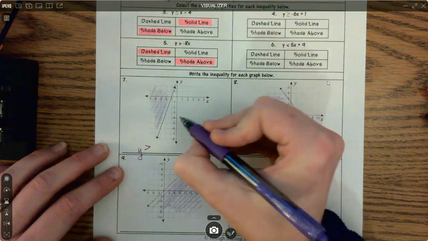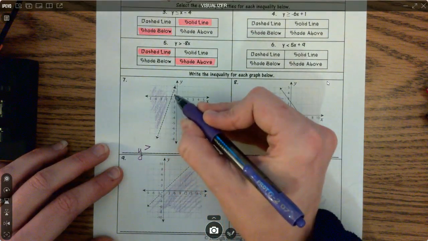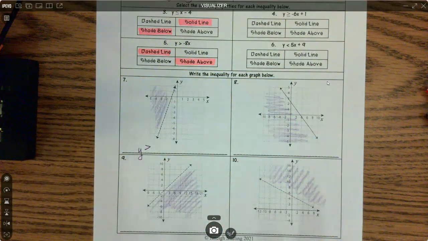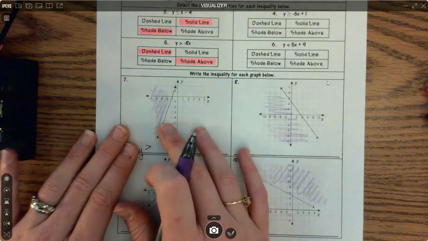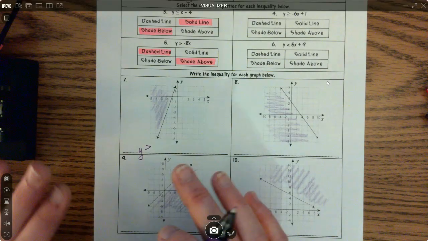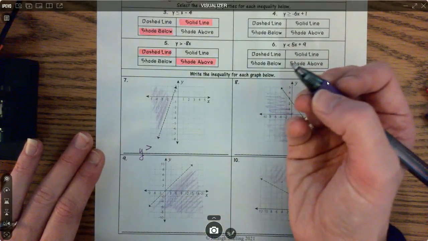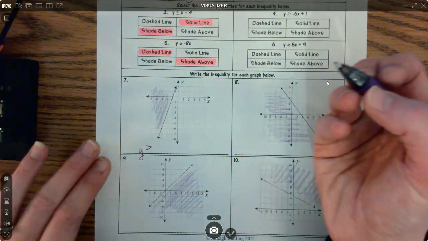And then we look at the line. This line is dashed. So that's our sign. Y is greater than. And then we write the equation. So for this one, there's no y-intercept here. So the easiest way to write this equation is to find two nice pretty points.